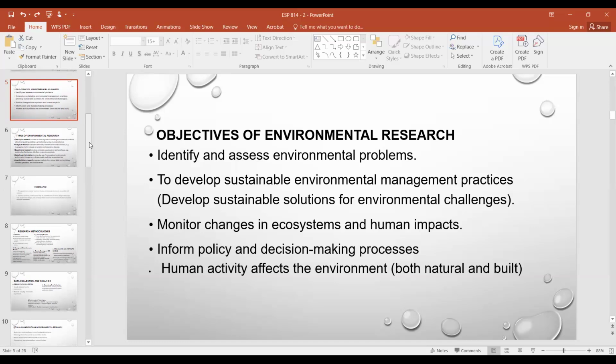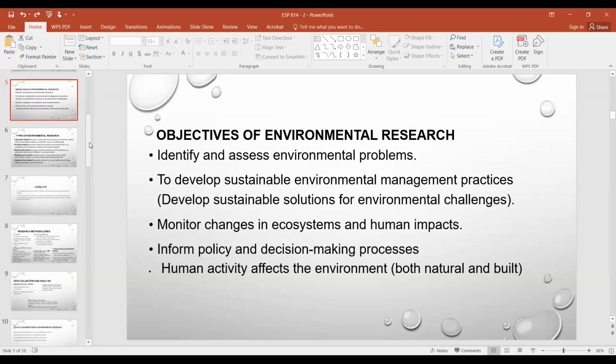But now we discovered that it is a whole lot of problems that are interconnected. The human, the plants, the animals, and the environment, they are all interwoven together. It is a one health system. So we want to identify and assess environmental problems. Another reason or objective is to develop sustainable environmental management practices. That is, to develop sustainable solutions for the various environmental challenges that we may have as human beings.